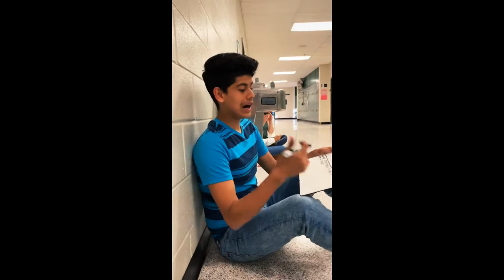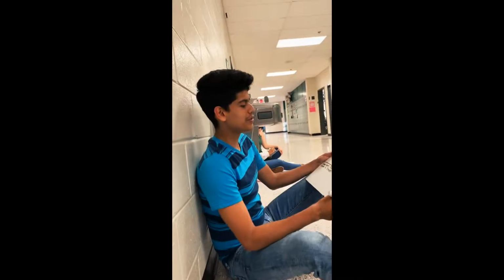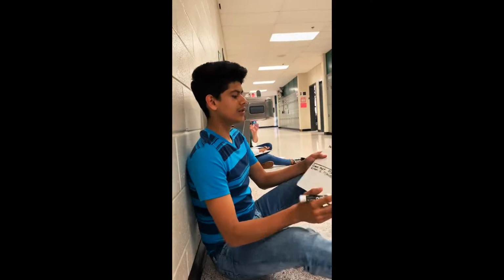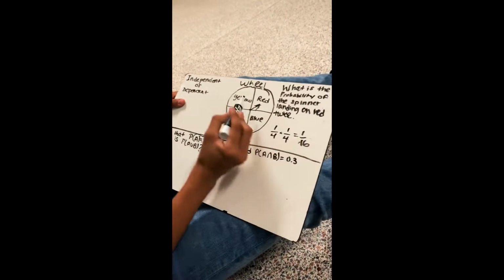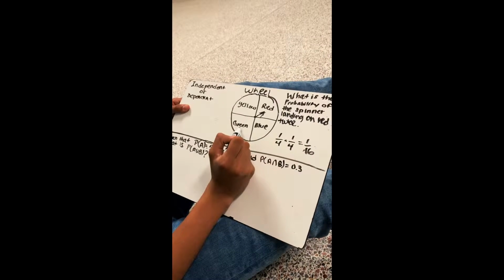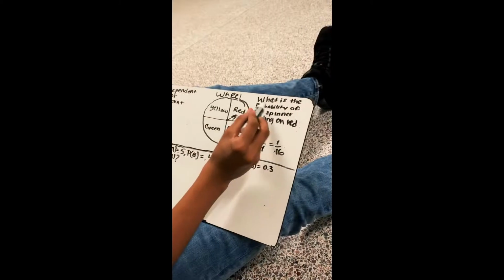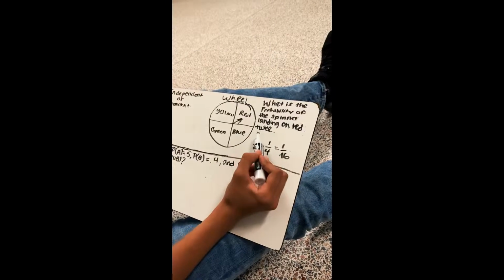So, our group, meaning Kevin Rocha and Kobe Rogers, are doing the unit of probability. We're going to be looking at this top half right now. We have a wheel that has 4 colors: yellow, red, green, and blue. What is the probability of the spinner landing on red twice?